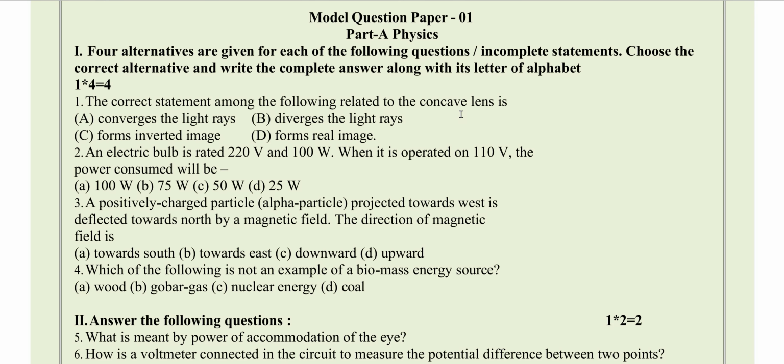First question, the correct statement among the following related to the concave lens. They have given regarding concave lens. About concave lens, what are the properties you know? First you need to understand that. Based on that, they have given maybe some application, maybe the definition or maybe the use of concave lens. Let me see. Converges the light rays, diverges the light rays, forms inverted image, forms real image.